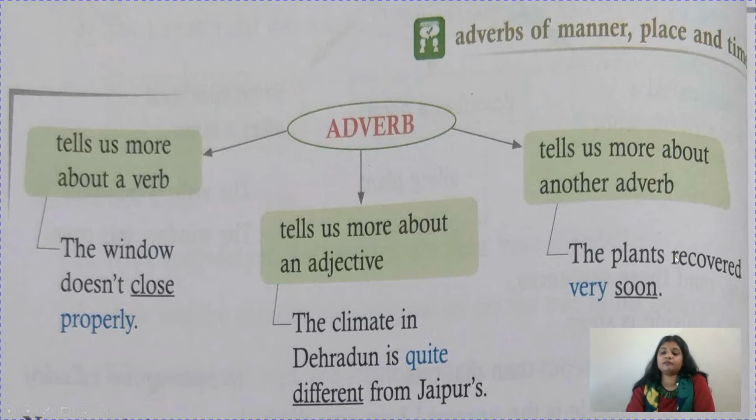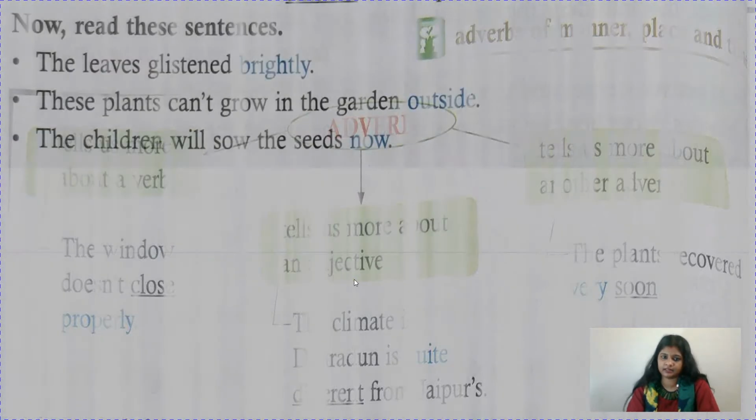The plants recovered very soon. So when we write the plants recovered soon, okay, children, recovered is a verb. And soon is an adverb here. In the definition it's written, it tells us more about another adverb. So if soon is an adverb and we are adding very, so very will become an adverb. Fine. So what have you learned? An adverb tells us more about a verb, an adjective, and another adverb.